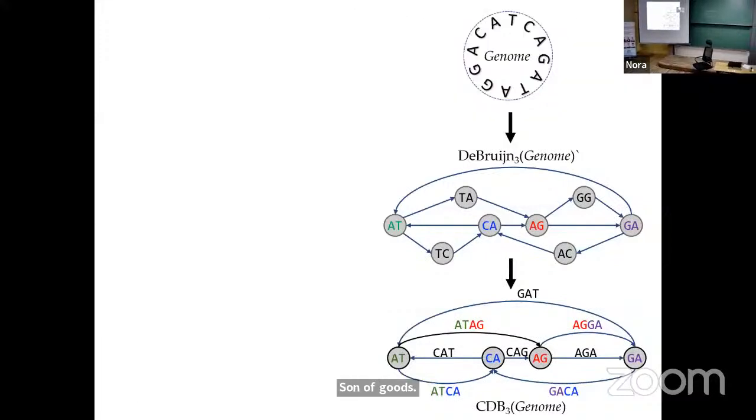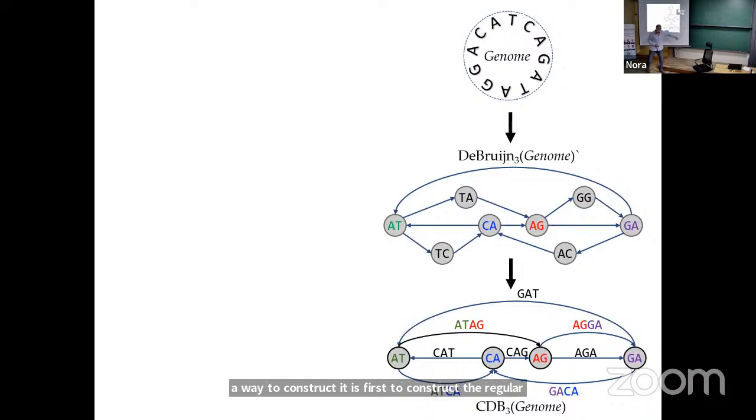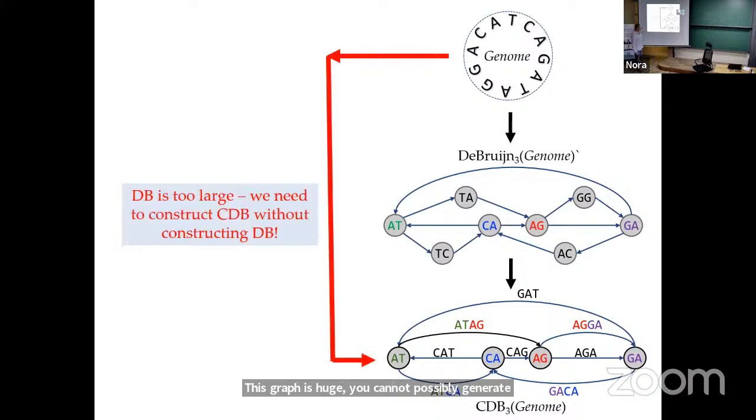Okay. So our goal now is to construct a condensed de Bruijn graph. The way to construct it is first to construct a de Bruijn graph, as we have done here. We know how to do this, and from this de Bruijn graph, we can condense non-branching paths and generate the condensed graph. Would it work? It won't work because this graph is huge. We cannot possibly generate it, right? So we need to construct this graph without the intermediate step of the huge graph.